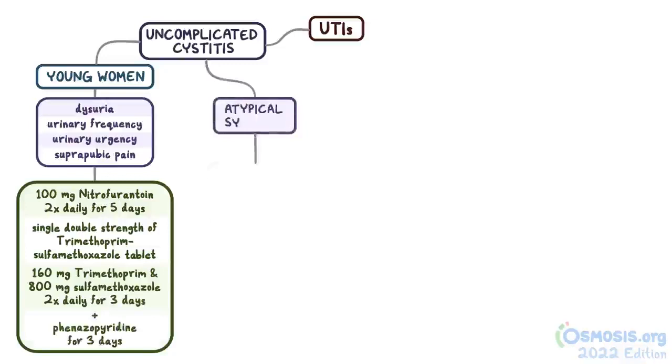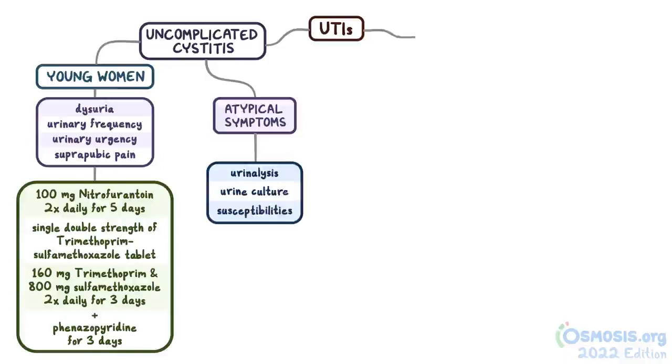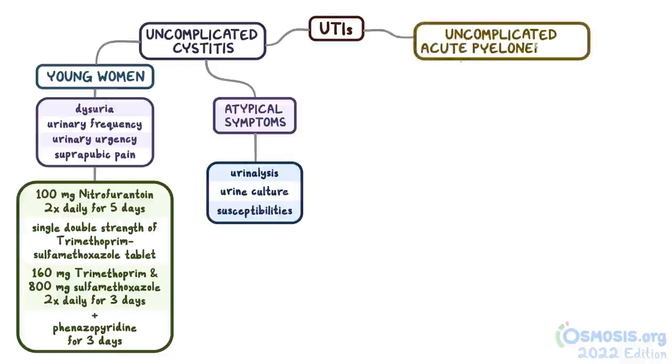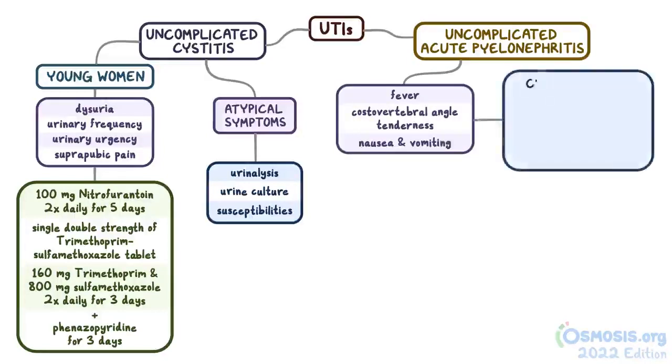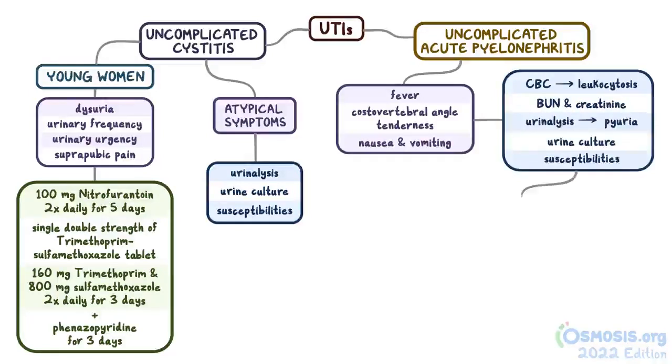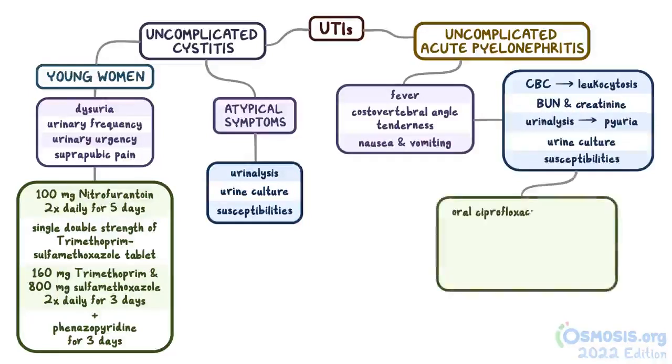In women with atypical symptoms, a urinalysis and urine culture and susceptibilities are done for diagnosis. Uncomplicated acute pyelonephritis presents with fever, costovertebral angle tenderness, nausea, and vomiting. Lab studies include a CBC showing leukocytosis, BUN, creatinine, urinalysis, which shows pyuria, urine culture, and susceptibilities. Antibiotic therapy includes oral ciprofloxacin for 7 days, or IV ciprofloxacin or IV ceftriaxone for 10 to 14 days for individuals that don't tolerate oral treatment.